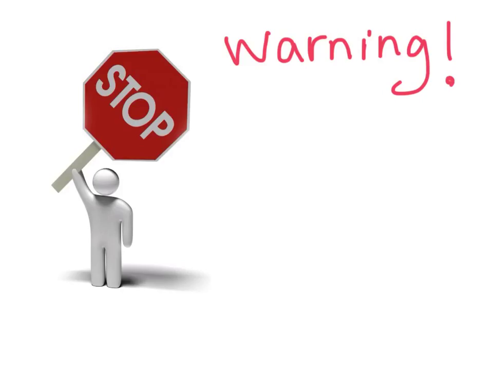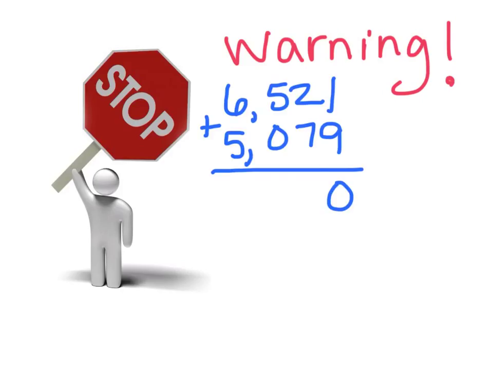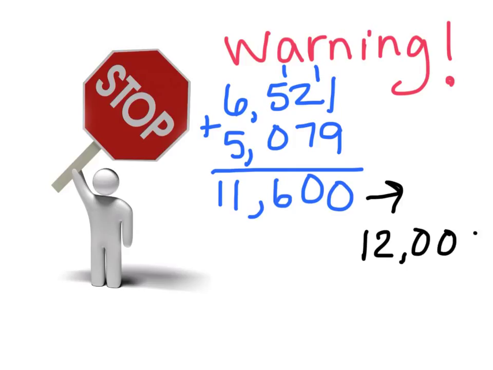Whoop, whoop, warning, stop. Some students are tempted to actually add the numbers and then round the answer. While in this case, yes, you get the same answer, 12,000, that is not the proper set of procedures for this type of problem. Round first, then add, don't add, then round.